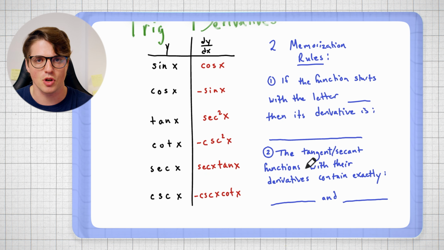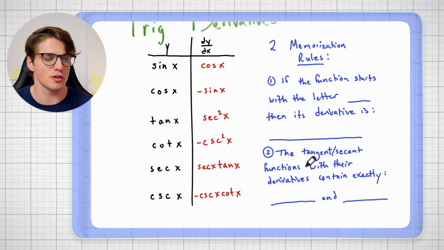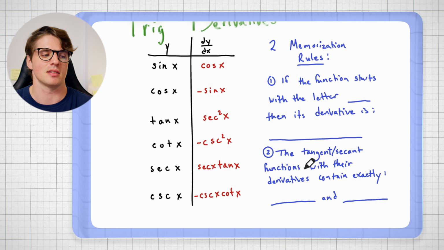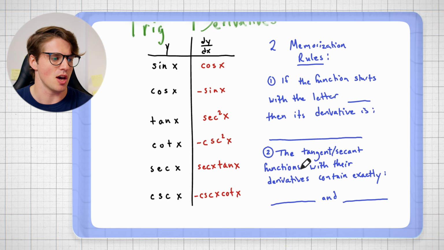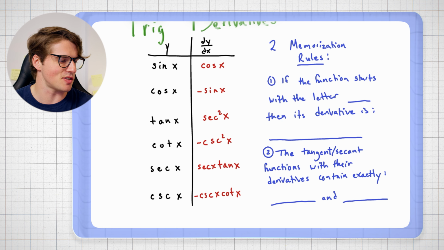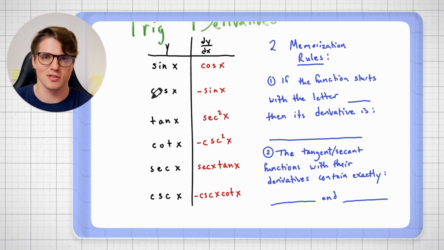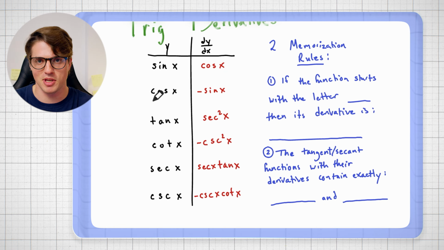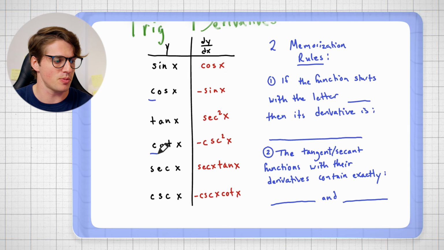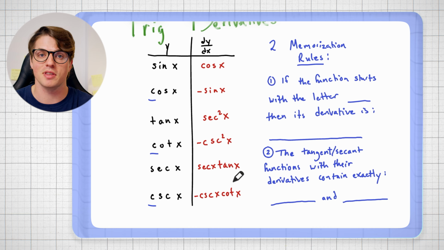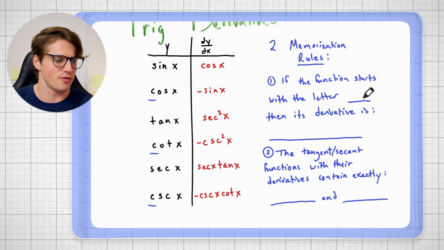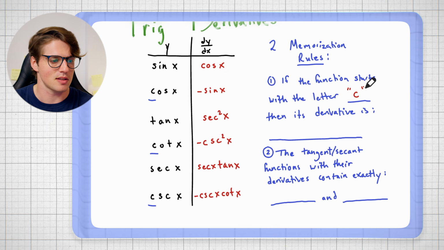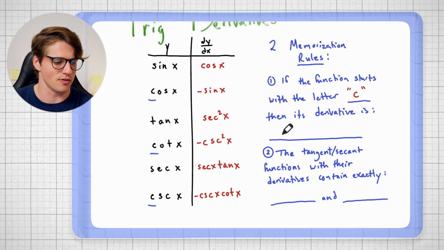Okay, so I outlined the two rules for us to remember these. If the function starts with the letter blank, then its derivative is what? If you're not seeing that, it's no problem. These are not rules that you need to know for the AP test, but they do help. If the function starts with c, then the derivative is negative. All of these are negative. So that can help you.